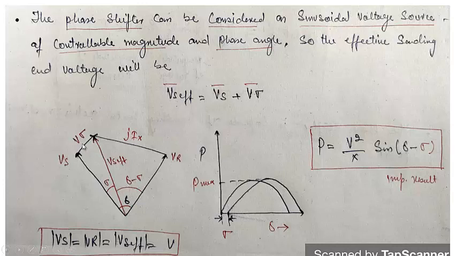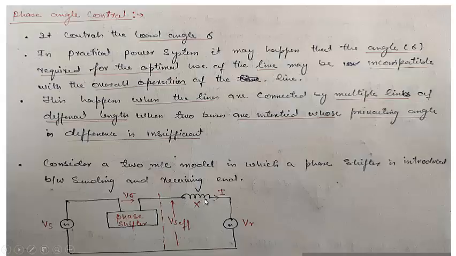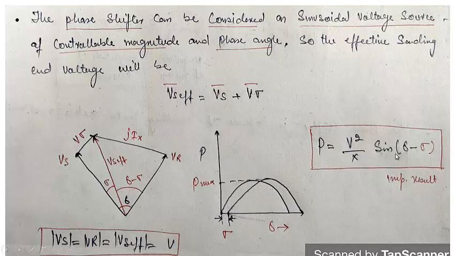Here this V sigma is introduced in such a way that the magnitude of Vs is equal to the magnitude of Vs effective is equal to the magnitude of Vr. Let us say it is equal to V. That is what I have written here. So then P is equal to the voltage of this multiplied by the voltage of this divided by the reactance, because you can see all the reactance is between this voltage and this voltage, and the sine of the angle between the two. Now the angle between the two is delta minus sigma.